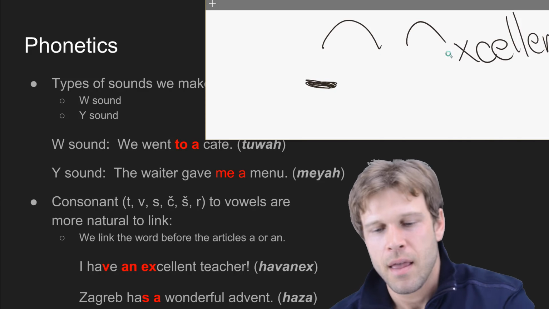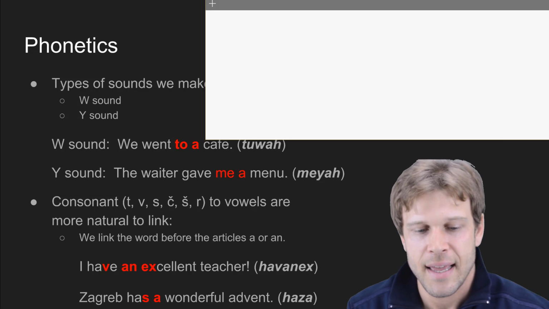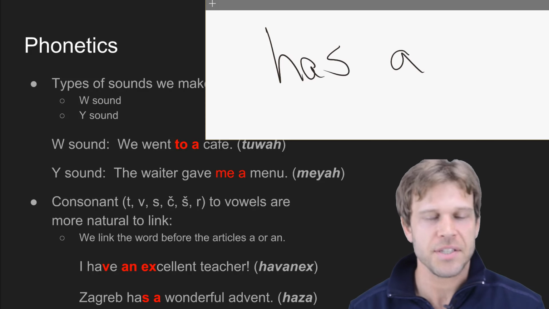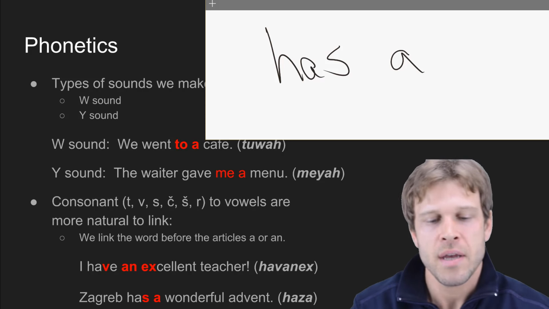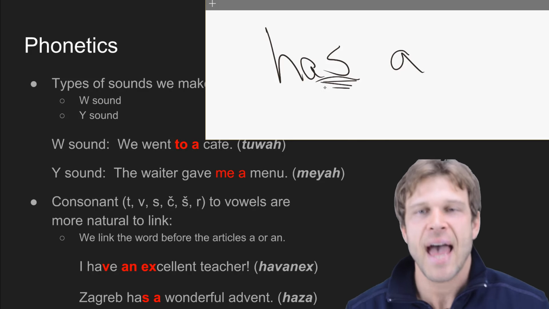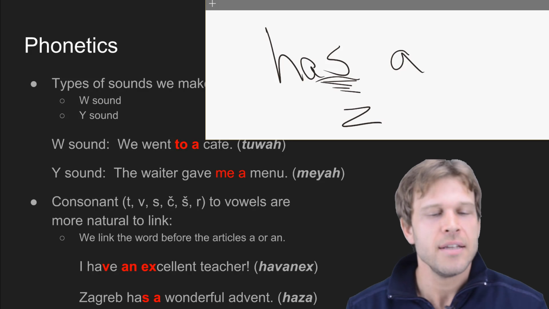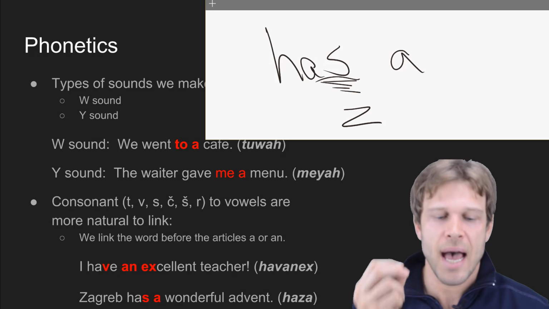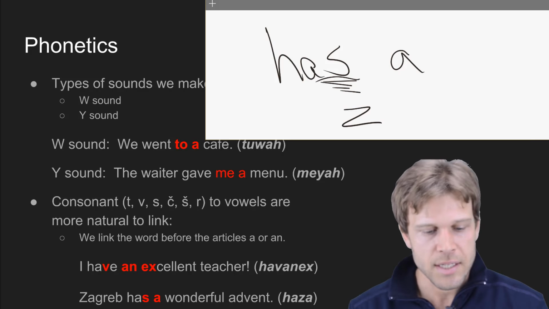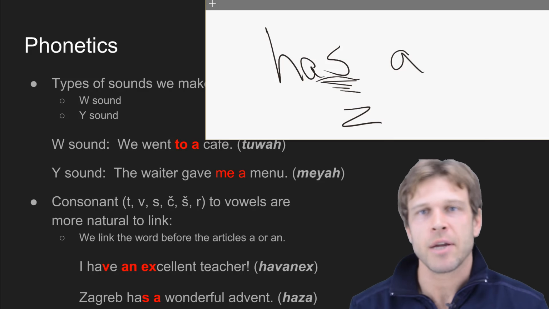So, all right, has a. Okay, now, of course we don't say it like that in sentence form. We produce a stronger consonant right here. It's more like a z, haza, like hazard, okay? It's hazardous, okay? Zagreb has a wonderful Advent, has a wonderful, okay? Zagreb has a wonderful Advent, okay? This is more intuitive, like we said, okay?